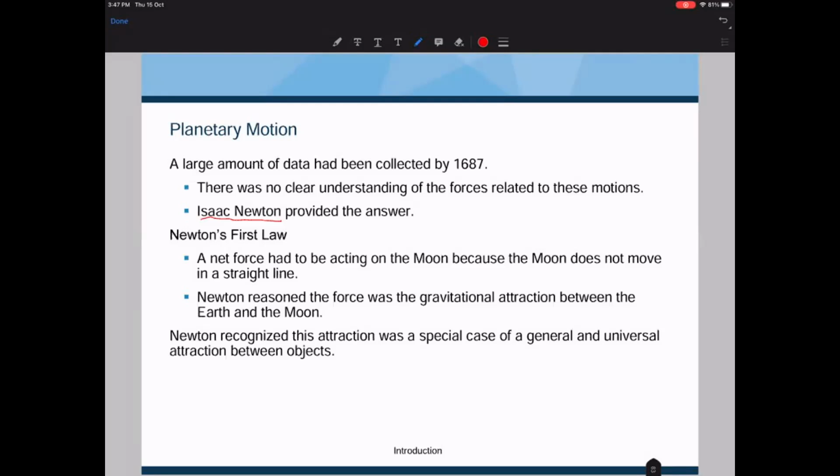And yet, in order for the moon to orbit around the Earth, according to what we have just learned in rotational motion, there must be a force. So I may have to redraw the diagram. There must be a force that pulls the moon towards the Earth.